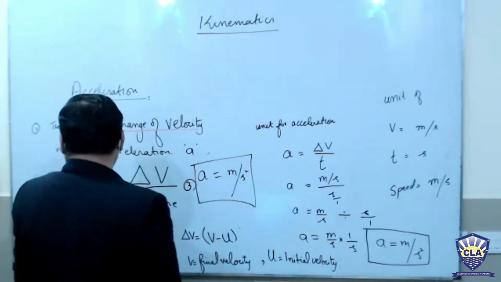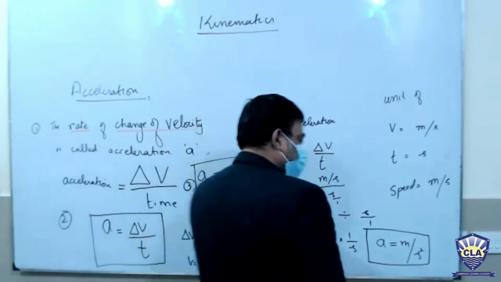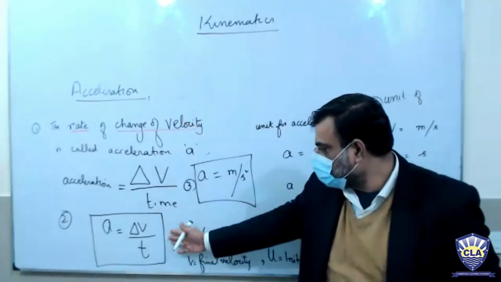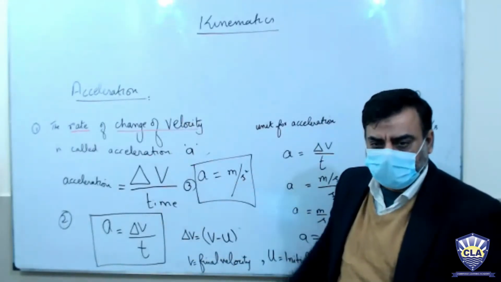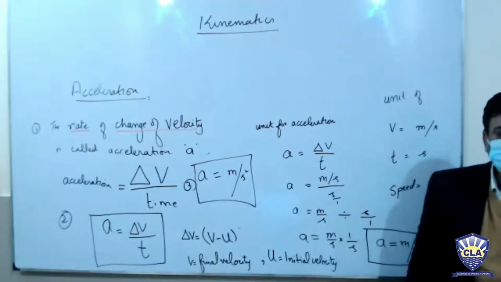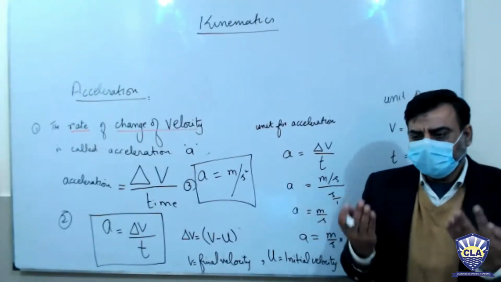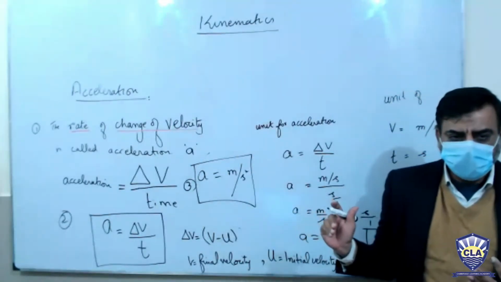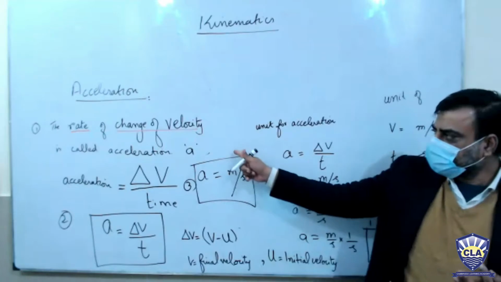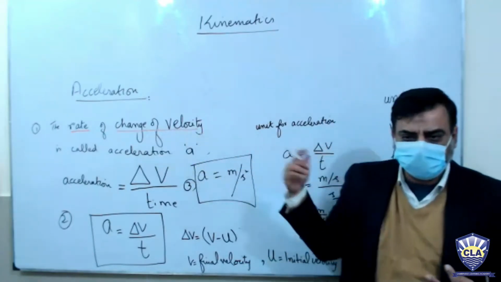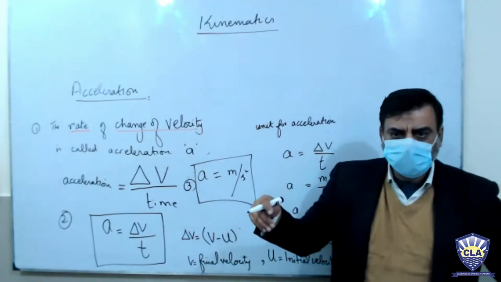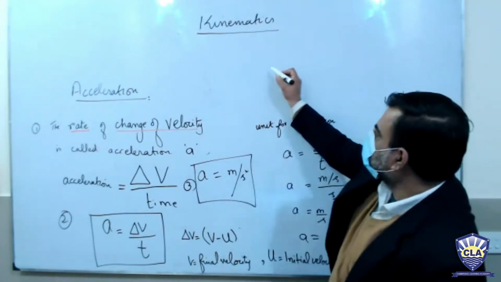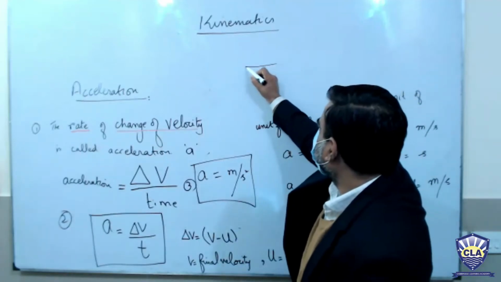Number 3. 1, 2, 3. Think of it: its statement, its formula, its unit. So yesterday we talked about the uniform velocity, right? So acceleration is change of velocity with time. Let's suppose you are driving a car, you have just started it. When the car was at rest, you just started it from rest.